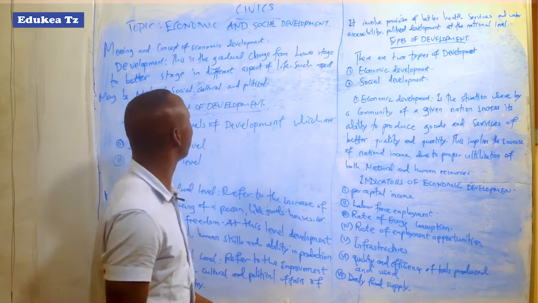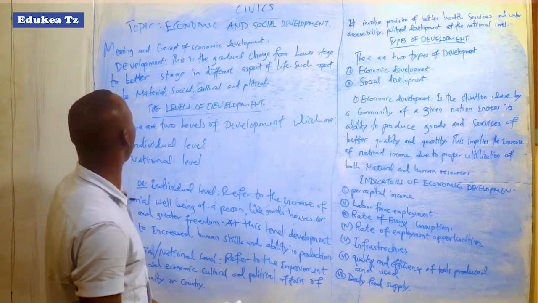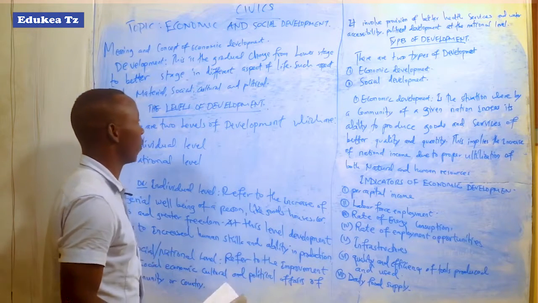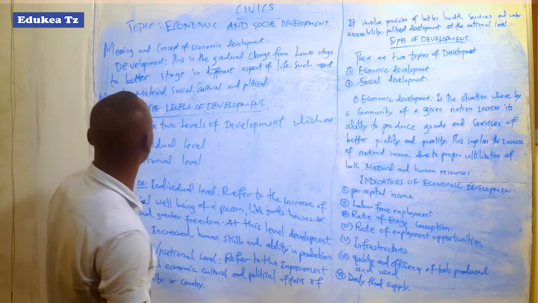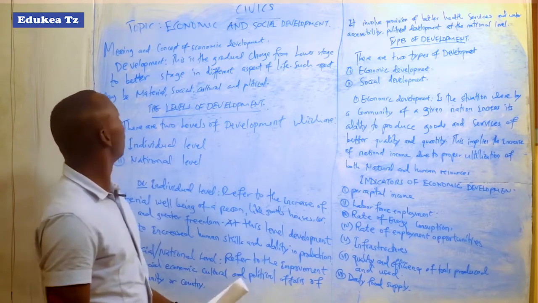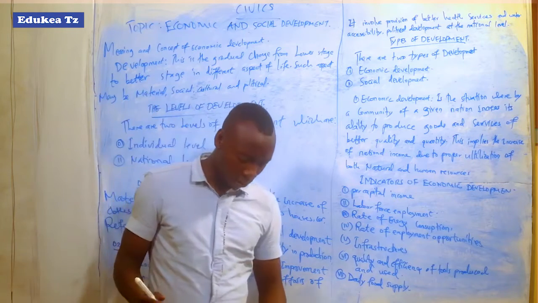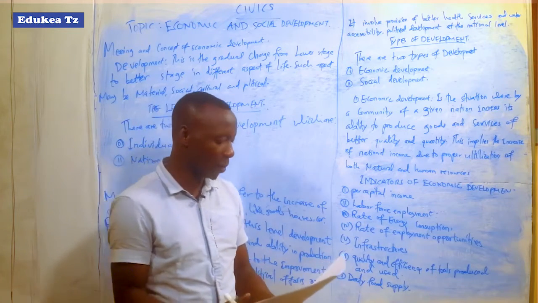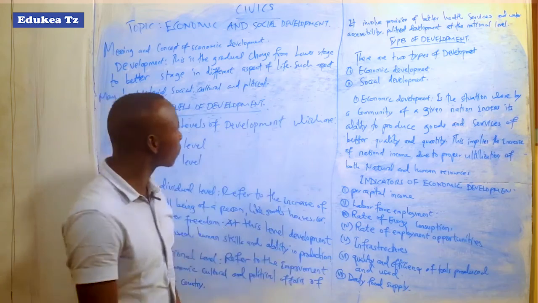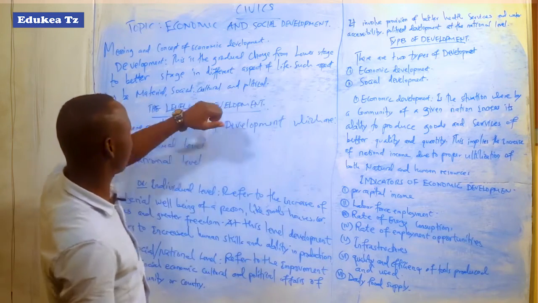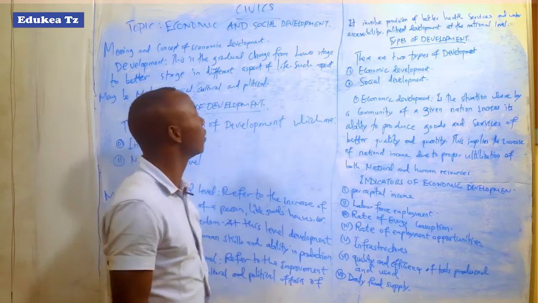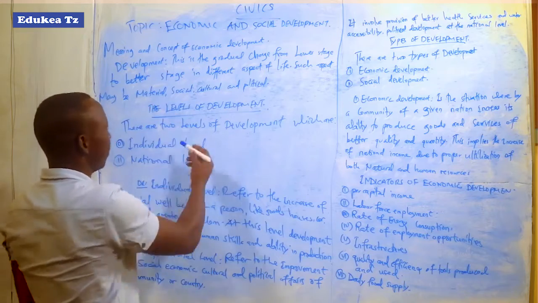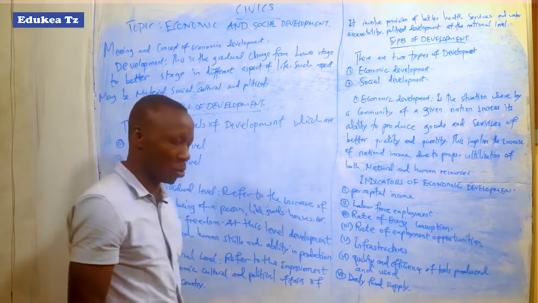We are going now to study the concept and the levels of economic development. The meaning and the concept of economic development. This is a gradual change from a lower stage to a better, advanced stage in the different aspects of life, as it is shown here. Such aspects may be material, social, cultural, and political.